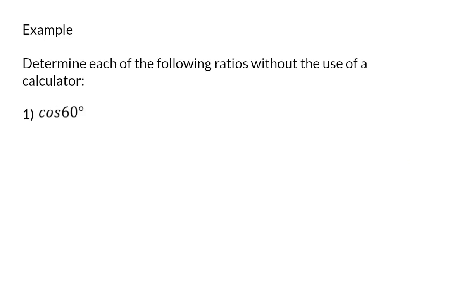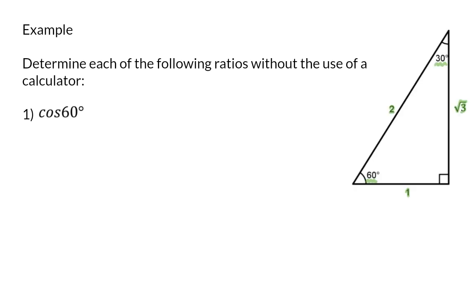Example: determine each of the following ratios without the use of a calculator. Number 1, cos of 60 degrees. Here we need to start by naming the sides from the 60-degree angle's perspective. So the square root 3 is our opposite side, 1 is our adjacent side, and 2 the hypotenuse. The cos ratio is the adjacent over hypotenuse, and that will be 1 over 2.